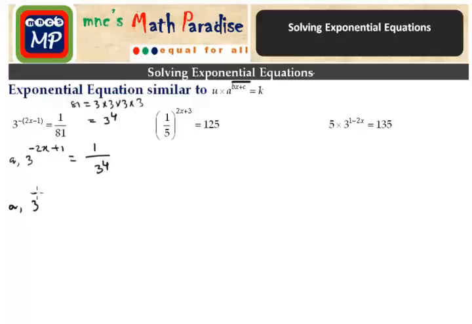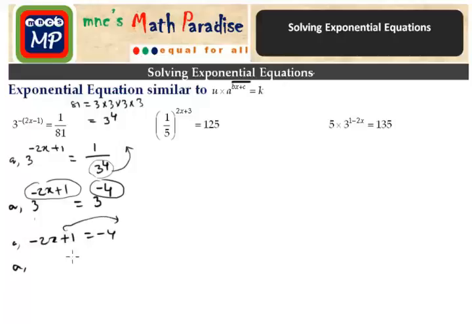Or 3 to the power minus 2x plus 1 equals, here base is 3, here it is 1 divided by 3 to the power 4. If we take this 3 to the power 4 to the numerator, this positive power will become a negative power. So it will be 3 to the power minus 4. Now 3 to the power this equals 3 to the power this, so these two powers must be equal. That means minus 2x plus 1 equals minus 4. Or if we take this 1 to the other side, we get minus 2x equals minus 4 minus 1, that is minus 5. Minus minus cancel, so we get x equals 5 divided by 2.